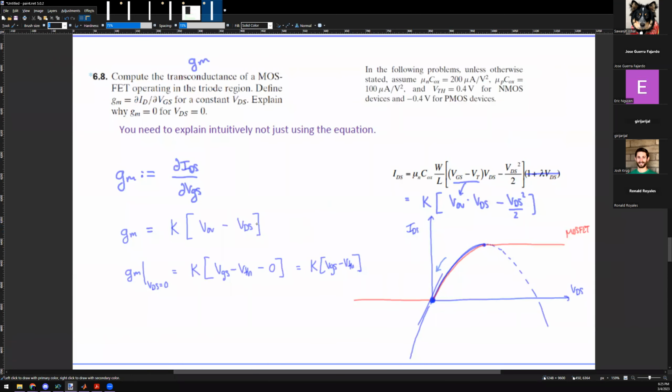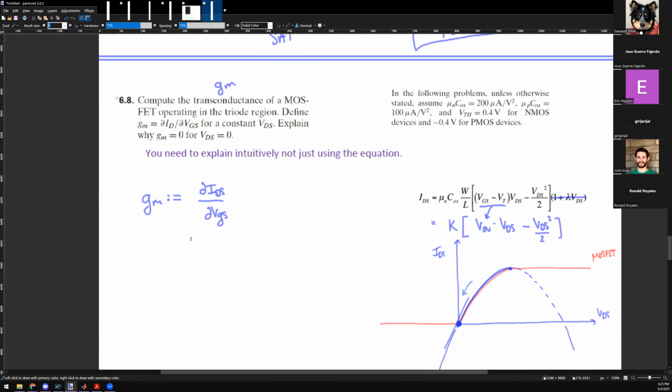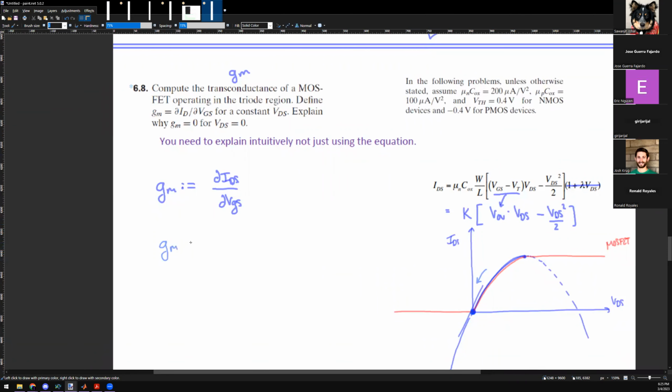Oh, we took the derivative. Jesus Christ. What did I do? You guys trust me way too much. GM is the derivative with respect to VGS. VGS is inside here. So this is K, and VGS is inside VOV, so it's just going to pop out. This is just a constant. Oh yeah, it is, right? Oh, guys, never mind. We messed up, we messed up hard.